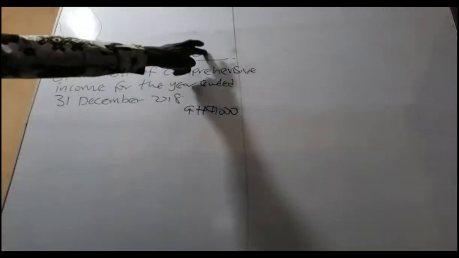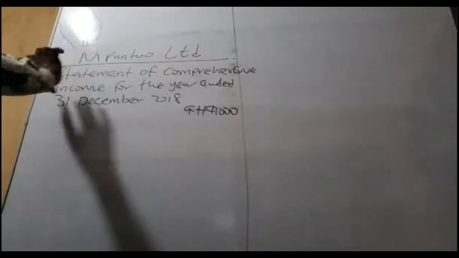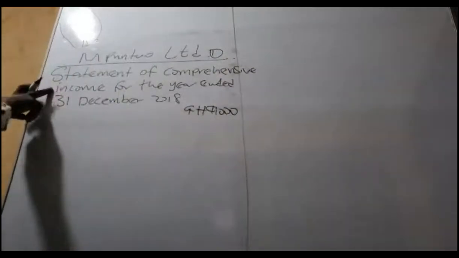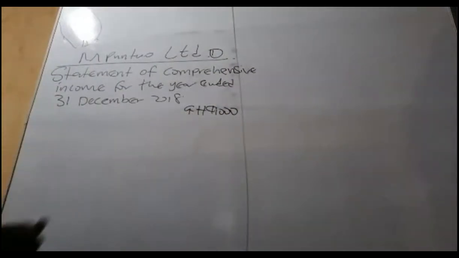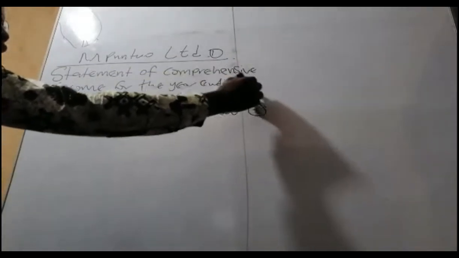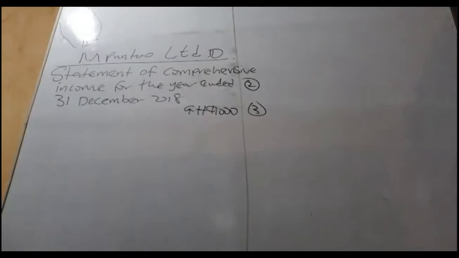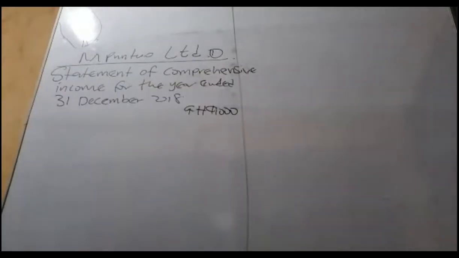The name of the company, that's one. The requirements and the reporting currency. So one, two, three. Good. So there are three ticks for you. The name of the company first, the requirements, and the reporting currency.